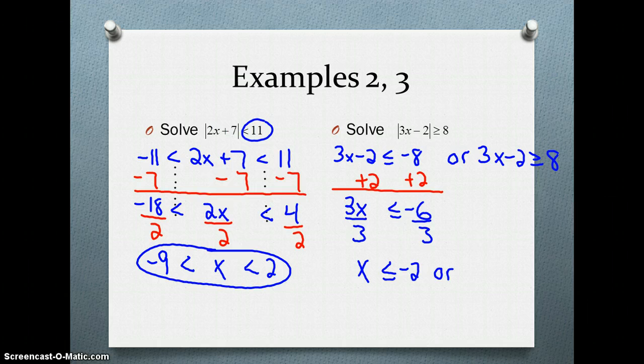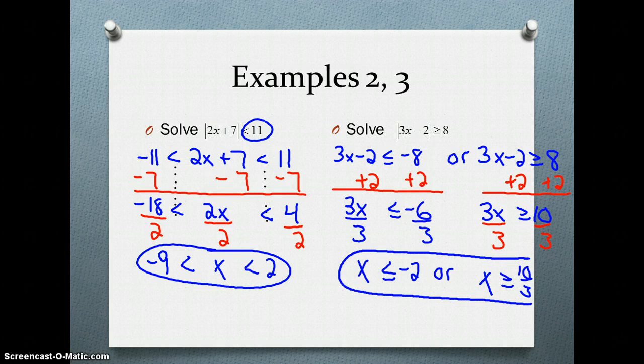Okay, come over to the right. Again, our steps will be the same. We'll just get a different number. I'm going to add 2 to both sides. I get 3x is greater than or equal to 10. Not negative 6, but 10. Lastly, I'll divide both sides by 3, just like I did in the other one. Gives me x is greater than or equal to 10 over 3. Here is my final answer for that OR inequality.